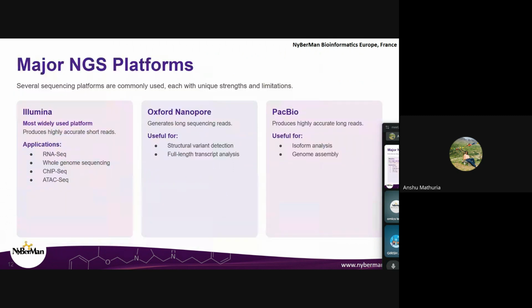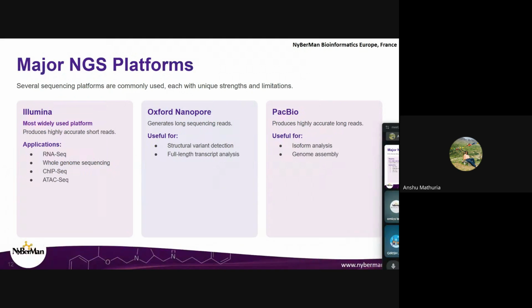There are multiple NGS platforms that we can commonly use, and I just mentioned them before as well. We have Illumina. Illumina is the most widely used platform, and it produces highly accurate short reads, so it is preferred everywhere. Oxford Nanopore and PacBio are also highly accurate, but they are a little expensive.